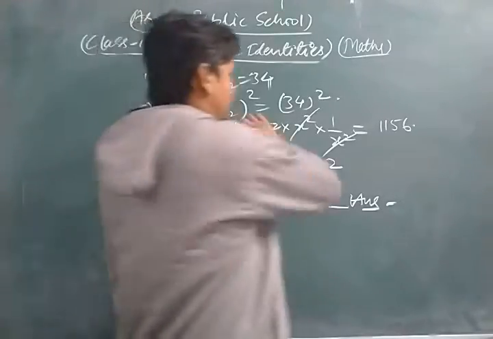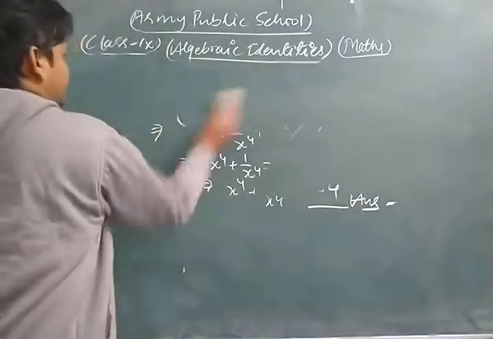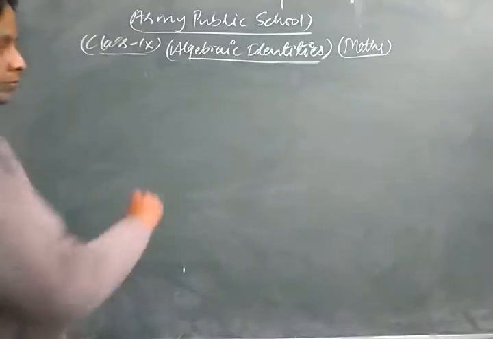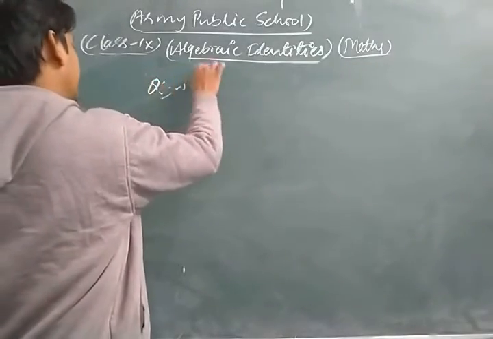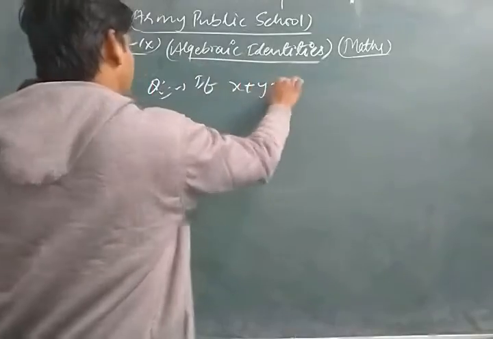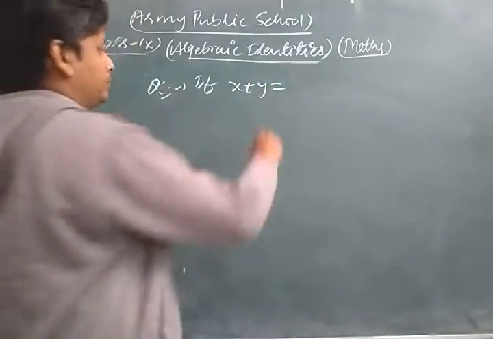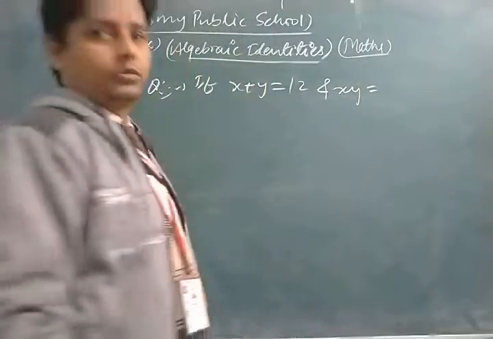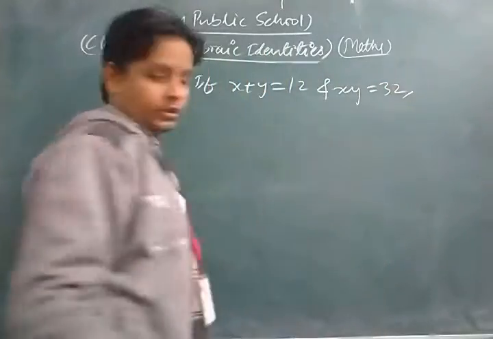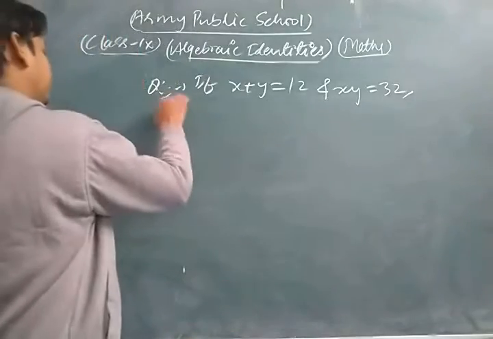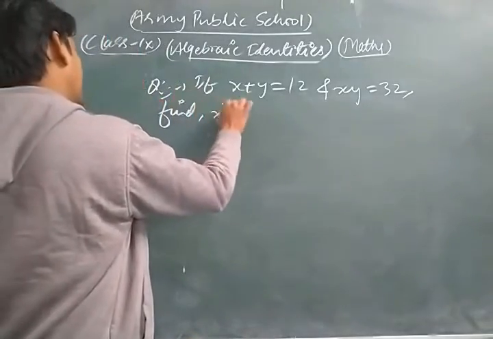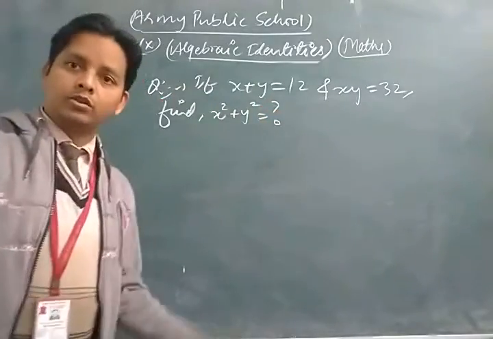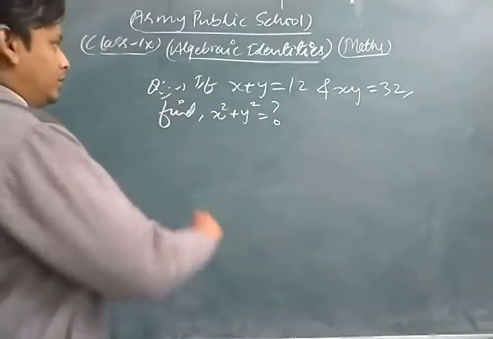Now we take one more question based on some identities. Suppose that question is, if x plus y is equal to 12 and xy is equal to 32, find the value of x square plus y square. Now what do I do for that? Now look.